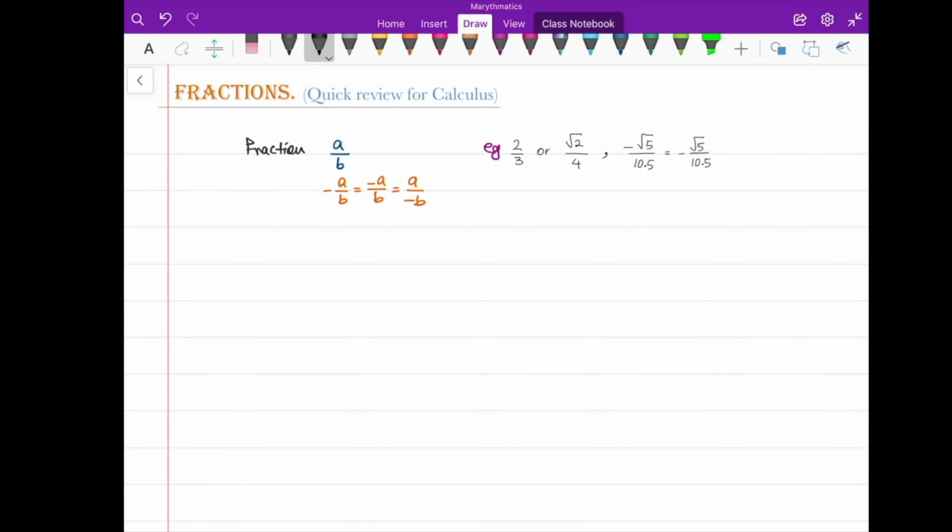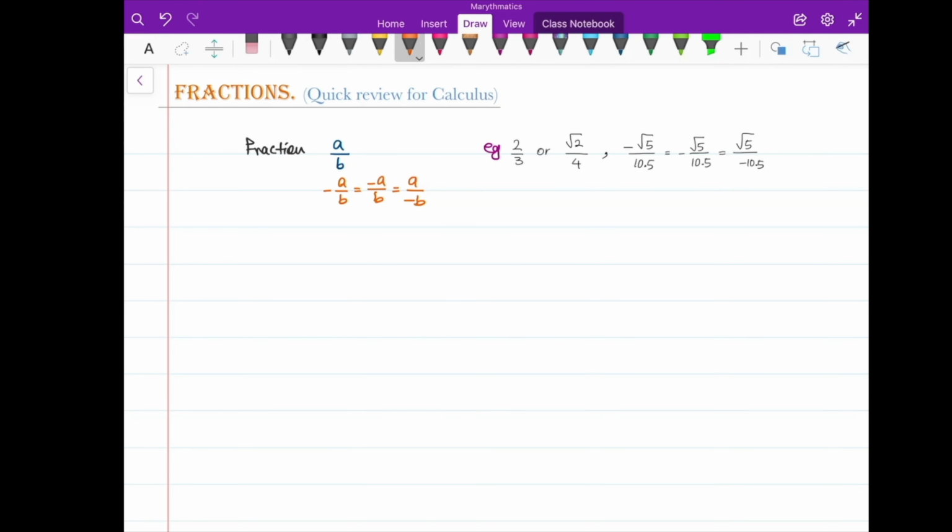All of them are the same, and also the negative could be on the denominator, like this. All of them are the same thing, so whenever you have a negative on the denominator, you can bring it in front, or you can bring the negative up on the numerator. So as you see here, negative is floating, okay?